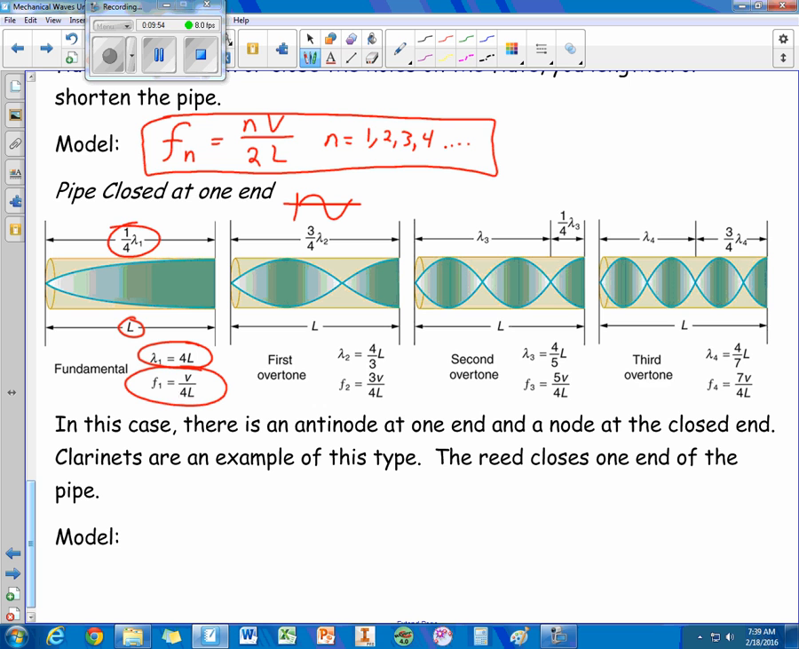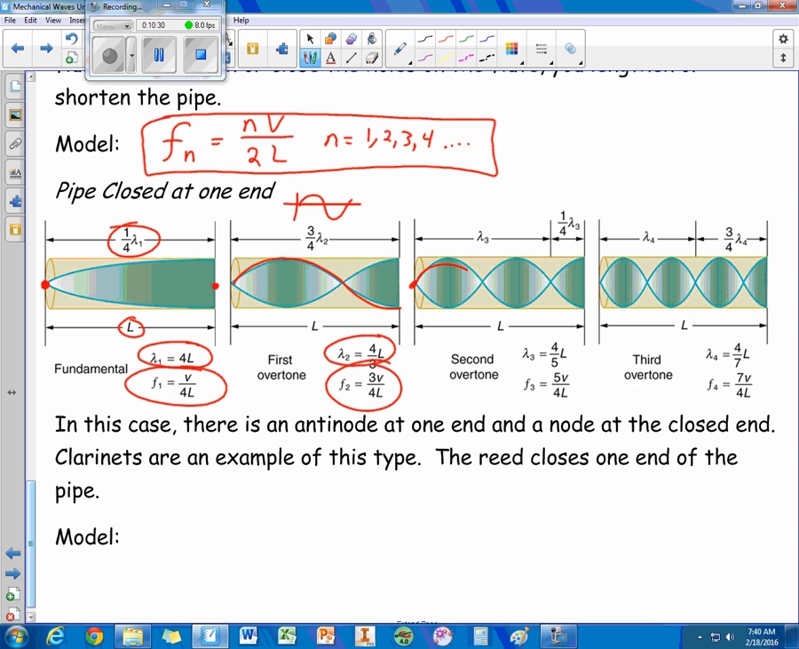For this first overtone, or first harmonic, or second harmonic, here's half a wavelength and a quarter. So it's like 3/4 of a wavelength. So the first overtone would be 3V over 4L. And with these ones, we have to have a node at one end and an antinode at the other end. That's how these work.